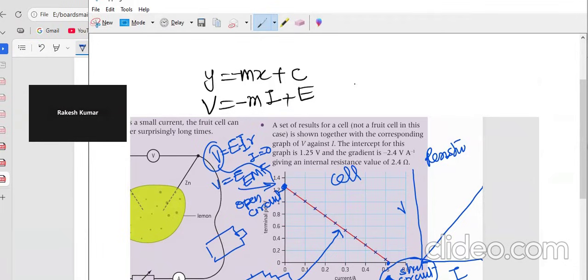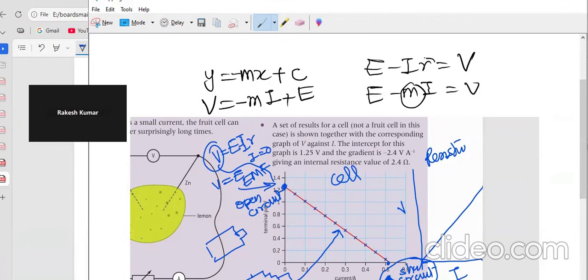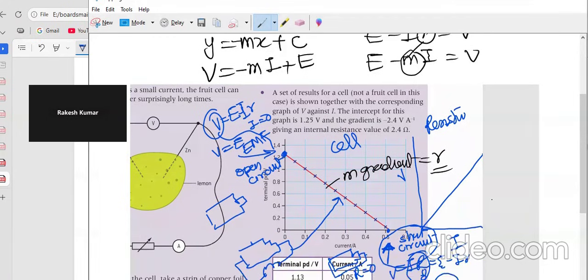Now, how do we rearrange this? E minus Ir is equal to V. And here we are writing E minus mI is equal to V. So this is the gradient. The gradient of this is the internal resistance. Okay, this also we have come to know.